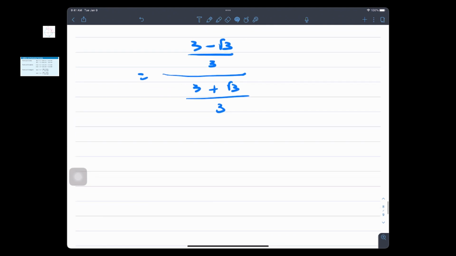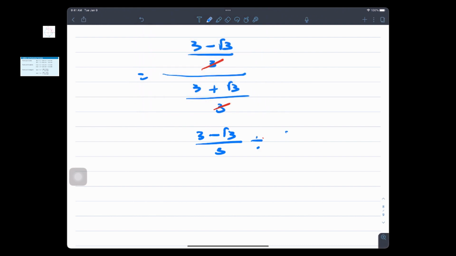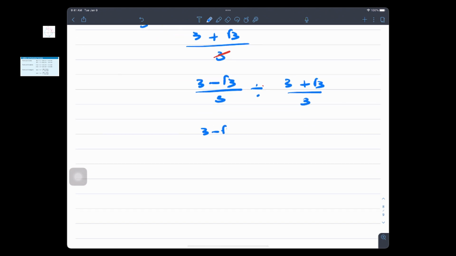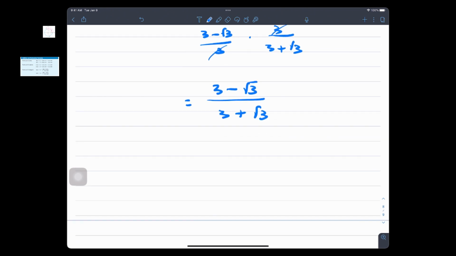What do you guys think? Do you guys know what happens here? You could get rid of the 3's. Why? Why can we get rid of those? Because we're going to write it as a quotient. And a quotient is written how? Multiplied by the reciprocal. Okay, so that goes away. So you get 3 minus the square root of 3 over 3 plus the square root of 3. Okay.